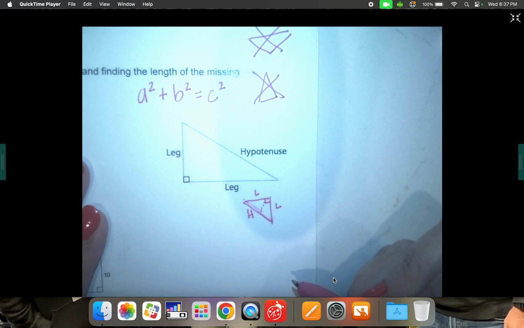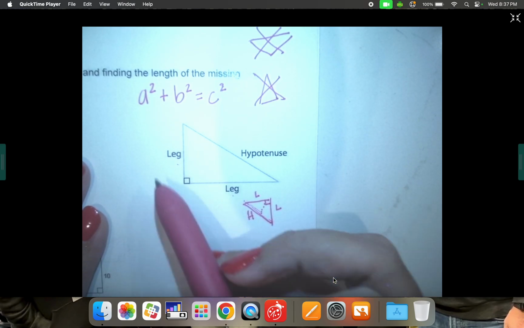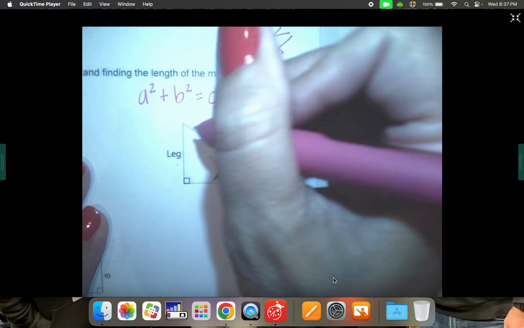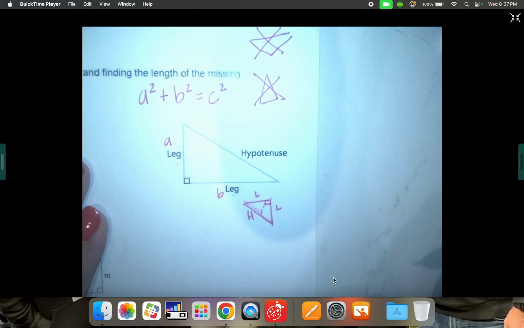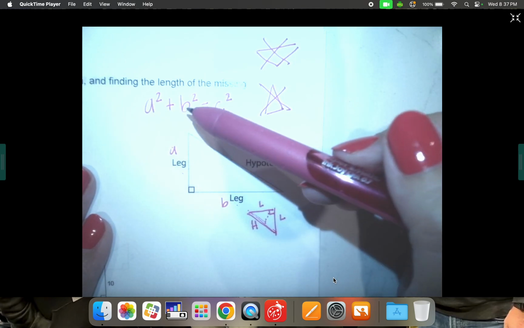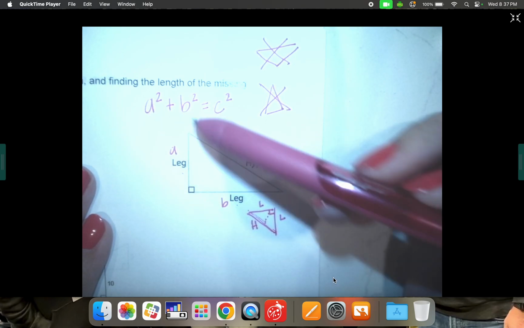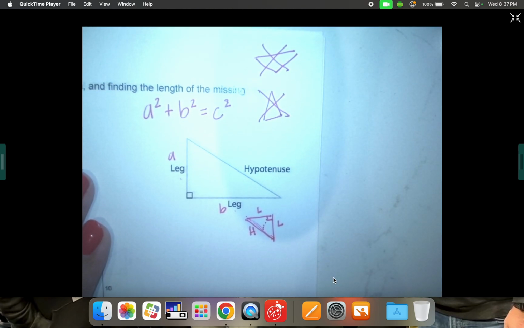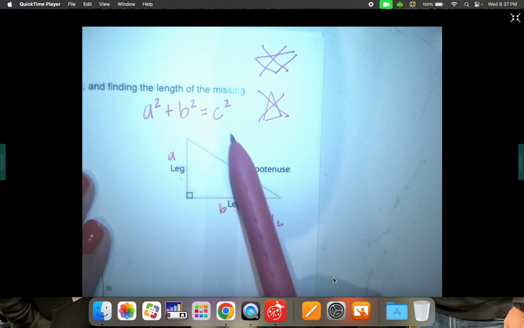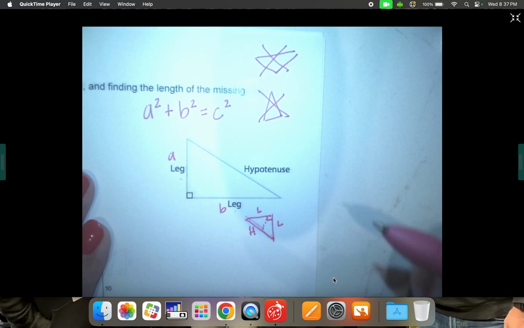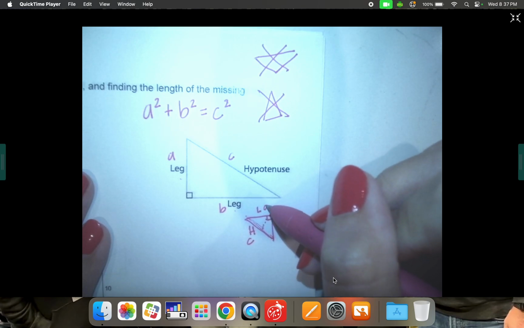The longest side of the triangle is always the hypotenuse, and it's always the side across from the right angle. The two legs are the A and the B, and it doesn't matter if this is A and this is B, or if this is B and this is A, because 1 plus 2 is the same thing as 2 plus 1. However, it very much matters that you make letter C the long side, the hypotenuse. So this would be my C, and then these are the A and the B.